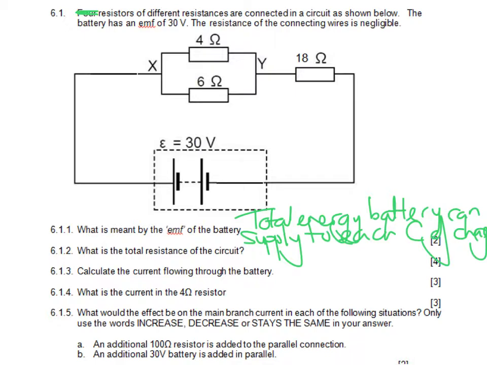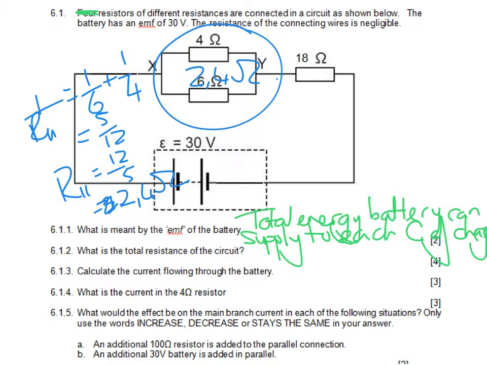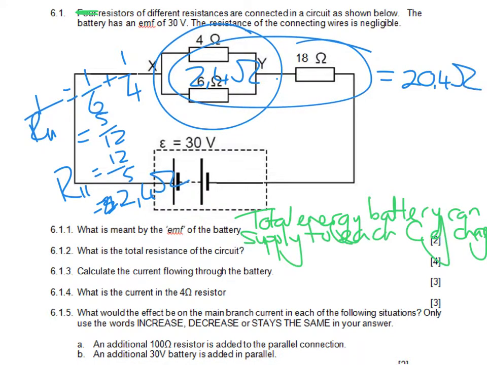What is the total resistance of this circuit? You first work out the parallel part. So 1 over R parallel is equal to 1 over 6 plus 1 over 4, and therefore that is equal to 5 over 12, and R parallel is therefore equal to 12 over 5. You're supposed to give your answers in decimals, so you must do that. So it's 2,4 ohms. Plus the 18 ohms. So in total, that's 20,4 ohms. Calculate the current flowing through the battery. So I is equal to V over R.